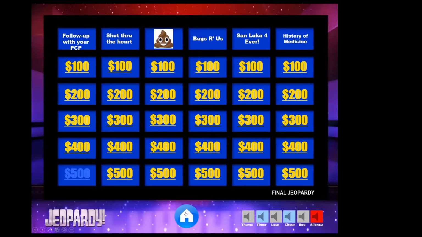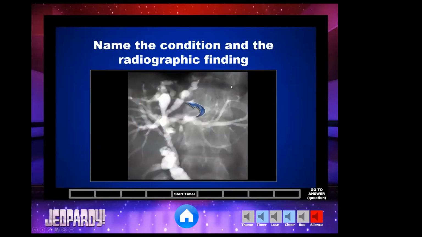Next, team 2. Max, what do you guys choose? We will do the poop emoji for 500. Poop emoji for 500. All right. Name the condition and what the radiographic finding is called.